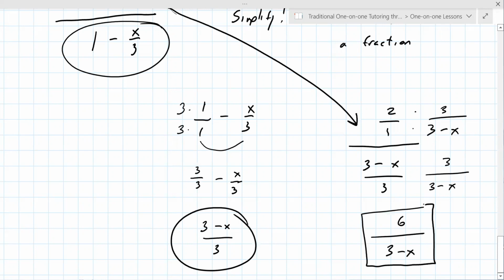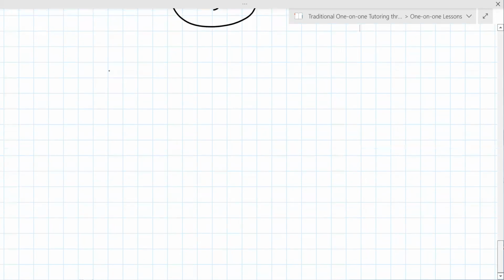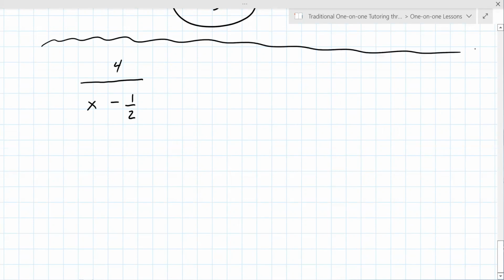That's kind of like a starter question here. So let's have you try one for me. Let's go 4 over x minus 1/2. Let's have you try this one here, please. If you have questions, let me know along the way.